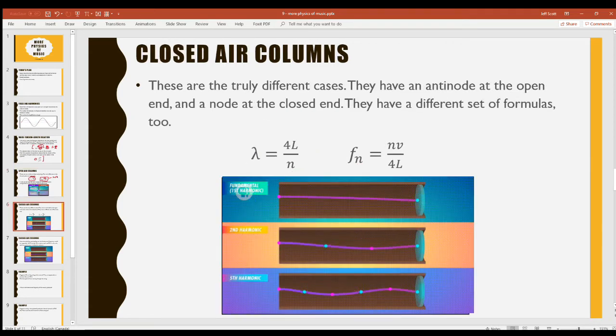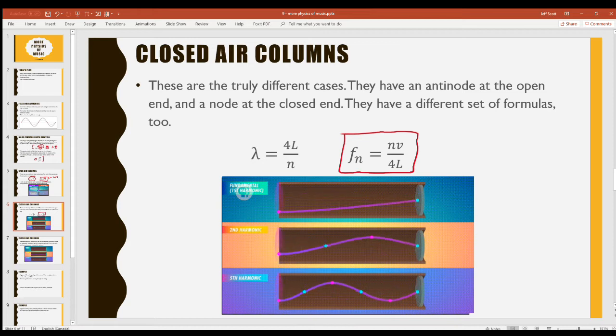Now for closed air columns, these are actually a much different case. These ones have an antinode at the open end, and a node at the closed end. Because of this difference, they actually have a different set of formulas as well, and you will be expected to memorize this as well. The frequency for any n harmonic on a closed air column is nv over 4L instead of 2L. Just a minor change, it's not a big change, but you still have to realize it for closed air columns where there's one closed end.